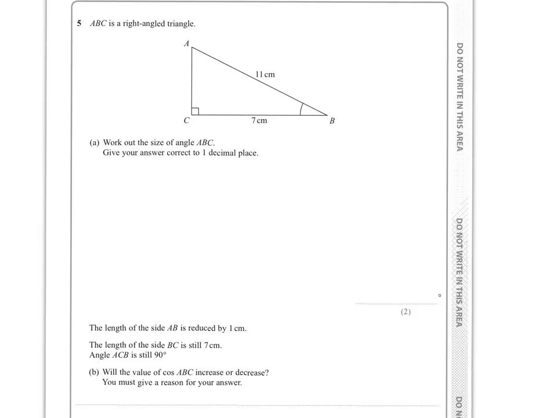Question 5. ABC is a right angled triangle, and I'm just going to put this angle in here as theta. It says work out the size of angle ABC, give your answer correct to 1 decimal place. Well, we're not given the opposite here, although we could find it by Pythagoras. And we've got the adjacent, which is 7, and we've got the hypotenuse, which is 11. So we're going to use cos theta is adjacent over hypotenuse, which is 7 over 11.